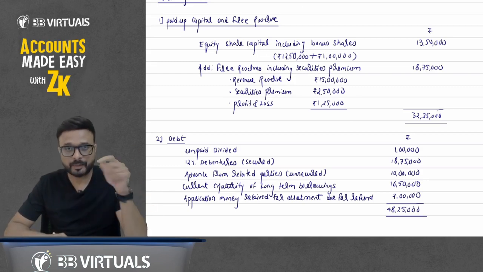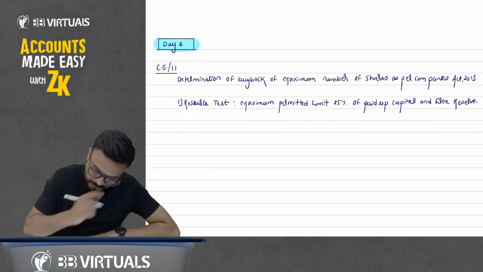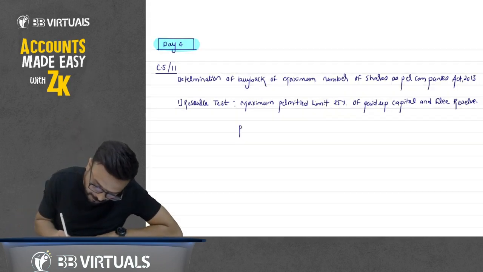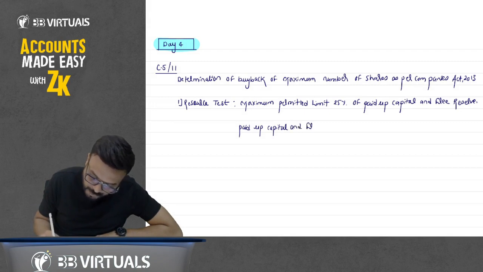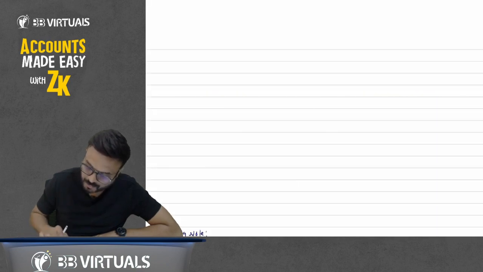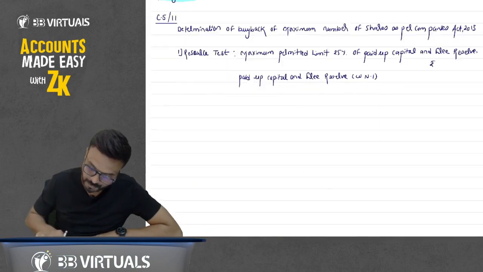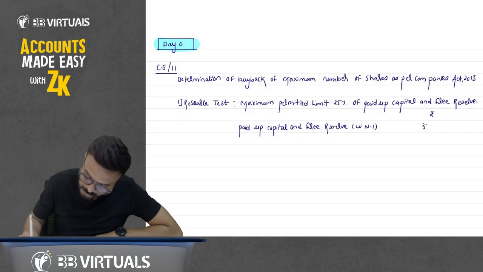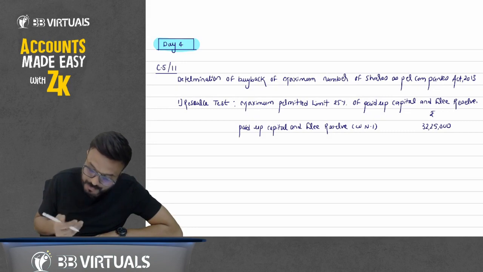Now come there. First test, that is resource test. So write down here resource test. Okay, write down here paid up capital and free reserves. We have calculated it in working note number 1. See in working note number 1, how much is it? 32 lakh 25,000. So write down here 32 lakh 25,000. Then condition: 25% we can utilize.